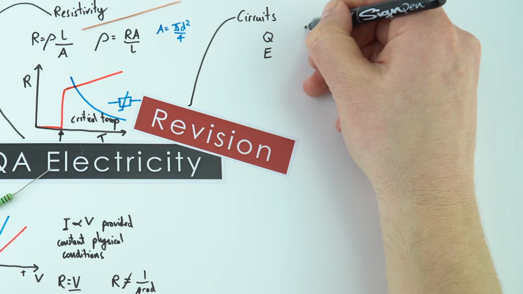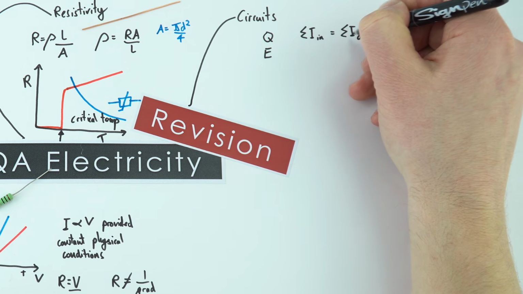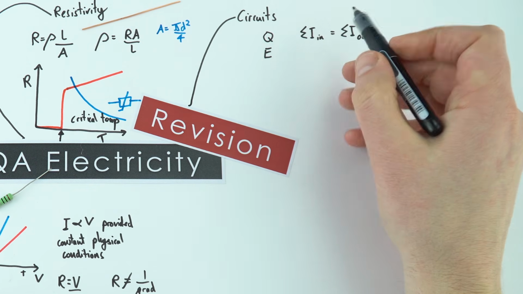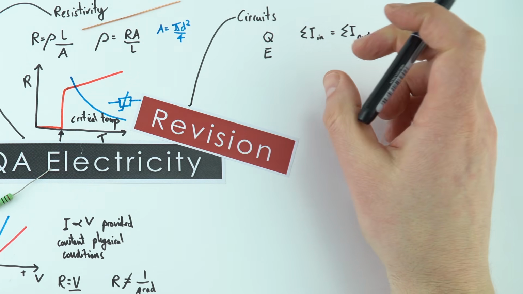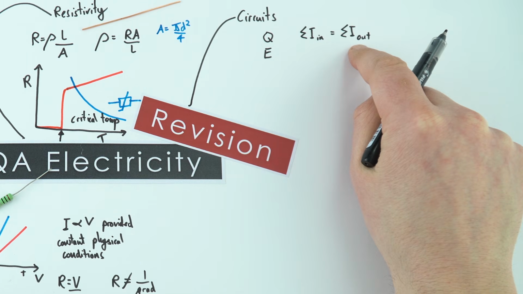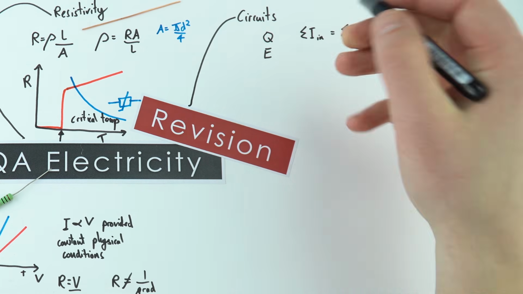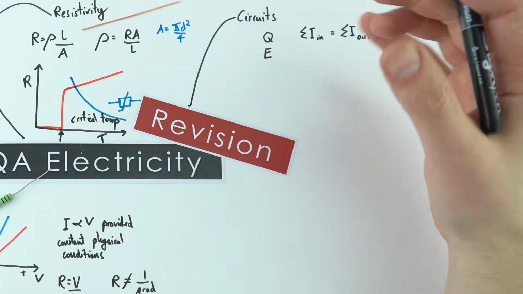What we can say is that the sum of the currents into a junction is equal to the sum of the currents out of the junction. That's sometimes known as Kirchhoff's first law, although that's not actually mentioned in the AQA course. But basically, current in is equal to current out. When it comes to considering how energy is conserved, well, maybe let's look at a part of a circuit.